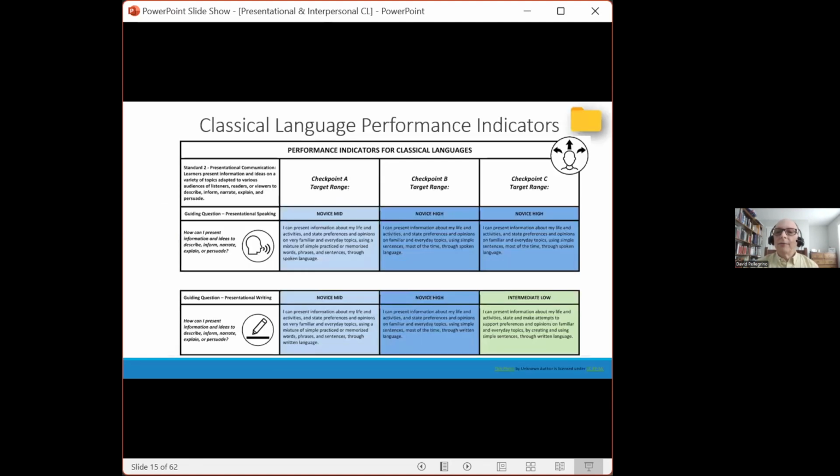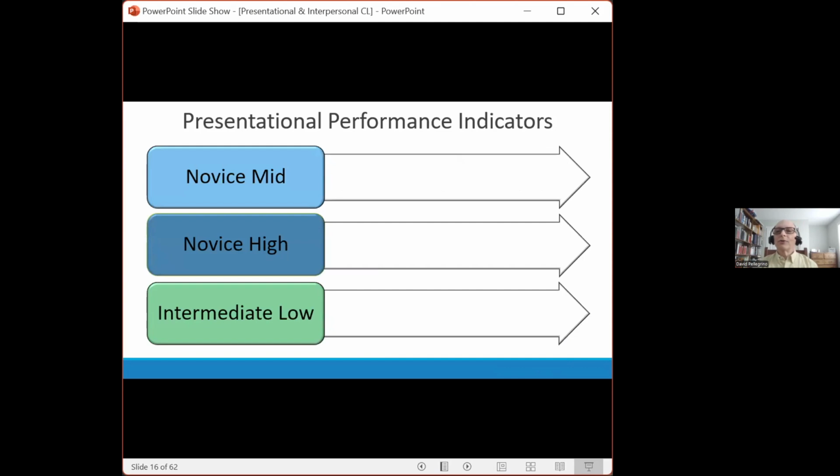Here we have the performance indicators for presentational communication. Presentational speaking at the top and presentational writing at the bottom. I know this is very small, but rest assured, it's in that Google Drive. Since those performance indicators were so small, let's look closely at what we want New York State Classical Language students to be able to do without scaffolds.